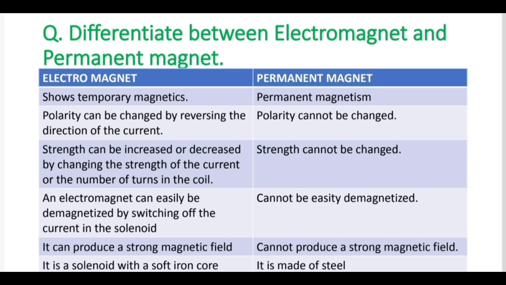An electromagnet can produce a very strong magnetic field because we can change the factors affecting it, whereas a permanent magnet cannot produce a strong magnetic field. An electromagnet is a solenoid with a soft iron core, whereas a permanent magnet is made up of steel.